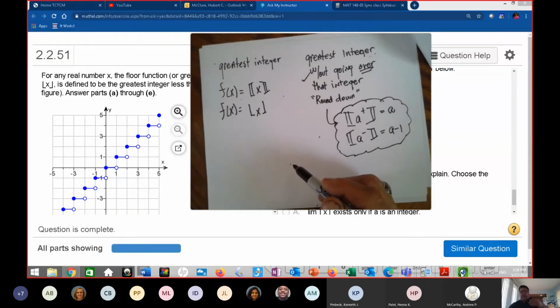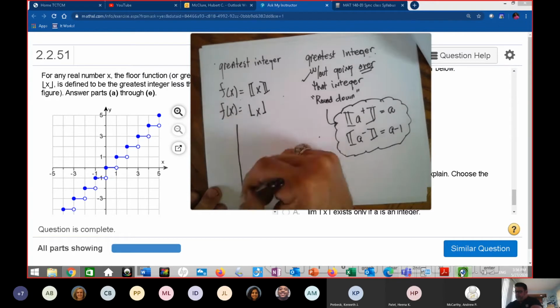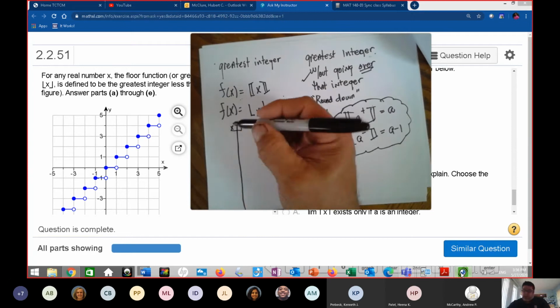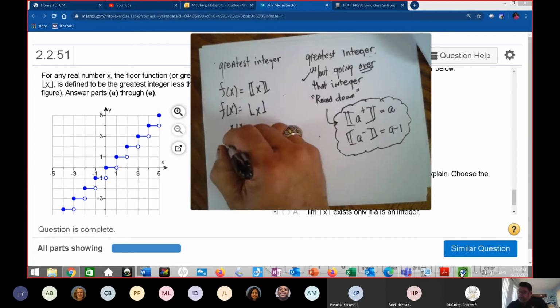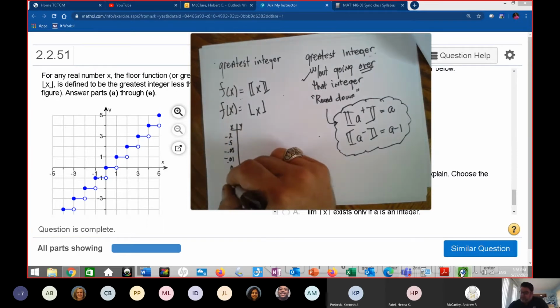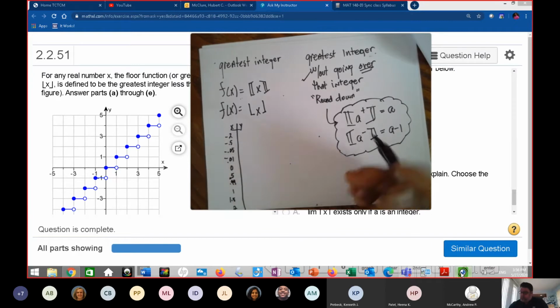Now I'm going to do a table for it, because if you see the table, then you see how to get the piecewise function. The x values are -2, -0.5, -0.05, -0.01, 0, 0.5, 0.99, 1, 1.5, and 2. I just picked some problems.